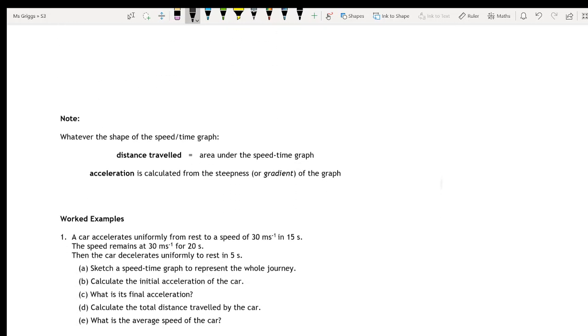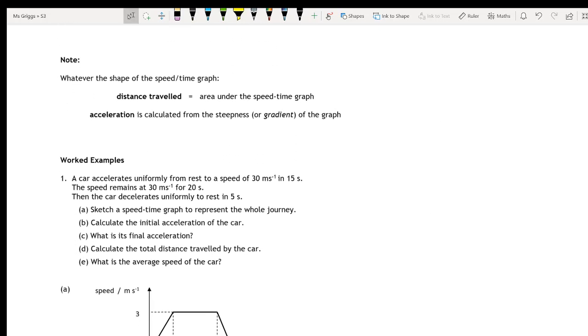So note, whatever the shape of the speed time graph, the distance travelled, and everyone forgets this and it's a really easy way to do things, is the area under the speed time graph. And acceleration is calculated from the steepness or gradient of the graph.